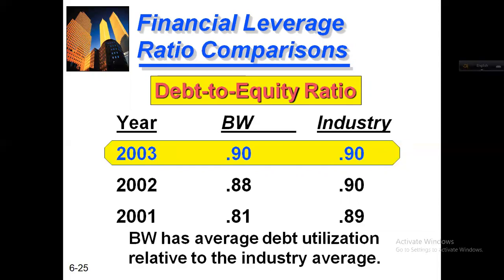And for the industry average, you can see that the debt to equity ratio is 0.90, and our company is also 0.90. So that is stable. Compared to that, our debt to equity ratio is quite good, because the industry average and our company's debt to equity ratio are the same.